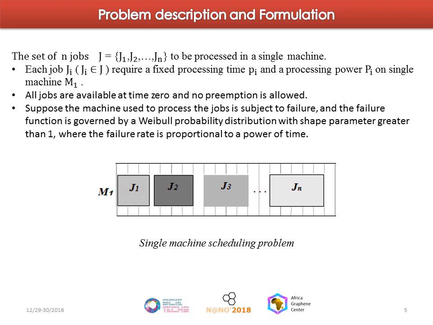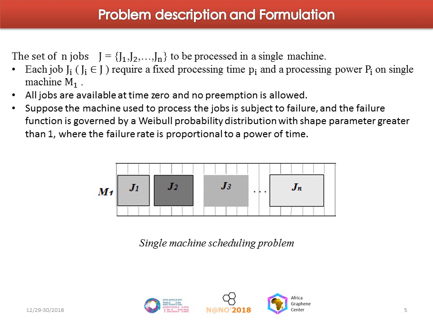Suppose the machine, while processing a job, is subject to failure, and the failure is governed by a Weibull probability distribution with a shape parameter greater than 1, where the failure rate is proportional to a power of time. Since the Weibull distribution is so flexible, it has been widely used in reliability analysis and failure mode and effect analysis.